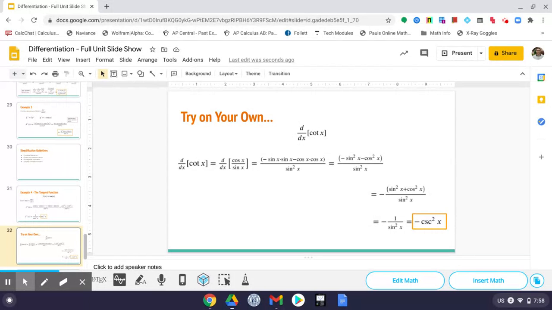I have a negative 1 over sine squared. 1 over sine is cosecant. 1 over sine squared is cosecant squared. And so the ending is negative cosecant squared.